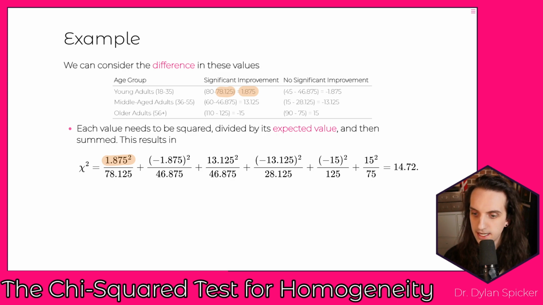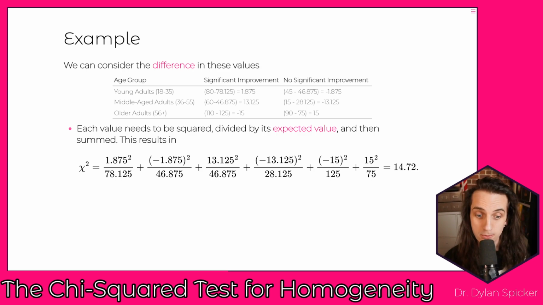And then we're going to take negative 1.875, which is coming from right here. We square that, divide that by 46.875. And so that's going to be our expected value here. And we continue that process through all of the different observations that we've made here. Okay. And once we've done that all, we find a 14.72.